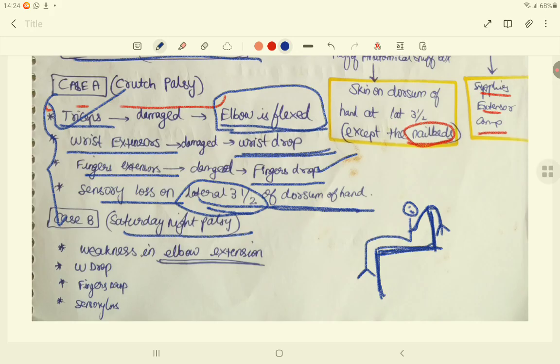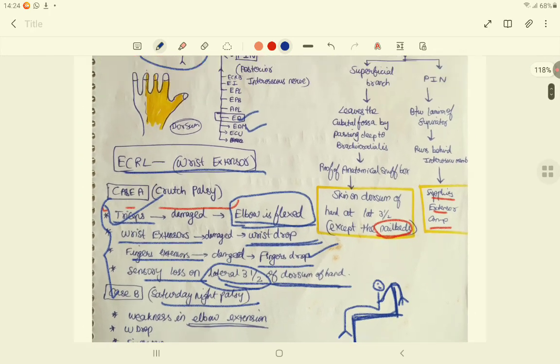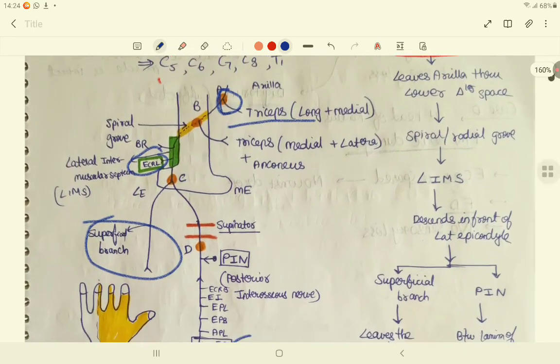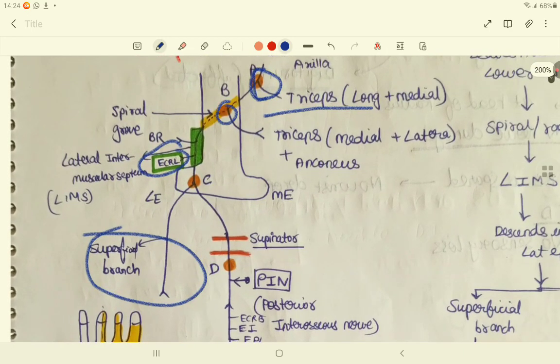So because of which there will be compression of the radial nerve at point B. If you see, point B is present in the spiral groove or the radial groove. One of the most important points you should notice here is that the long head and the medial head of the triceps are going to be spared.